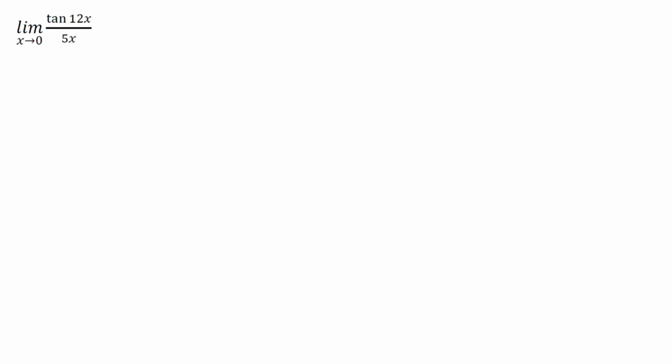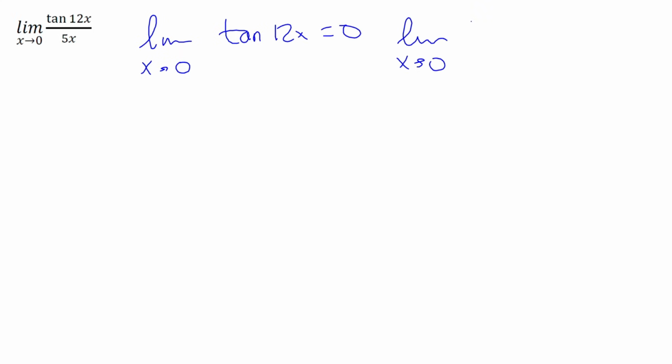For our next one here, we had a rule that the limit as x approached 0 of tangent x over x was equal to 1. So we could go ahead and use that rule, or we could use L'Hopital's rule because it's 0 over 0. It doesn't really matter which option you choose. I guess for this one, let's do L'Hopital's rule this time. So the limit as x approaches 0 of the tangent of 12x is 0. And the limit as x approaches 0 of 5x is equal to 0.